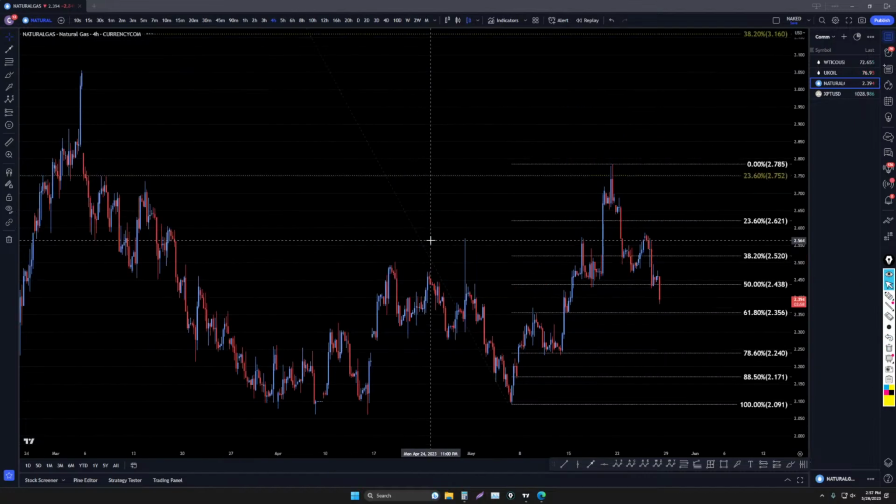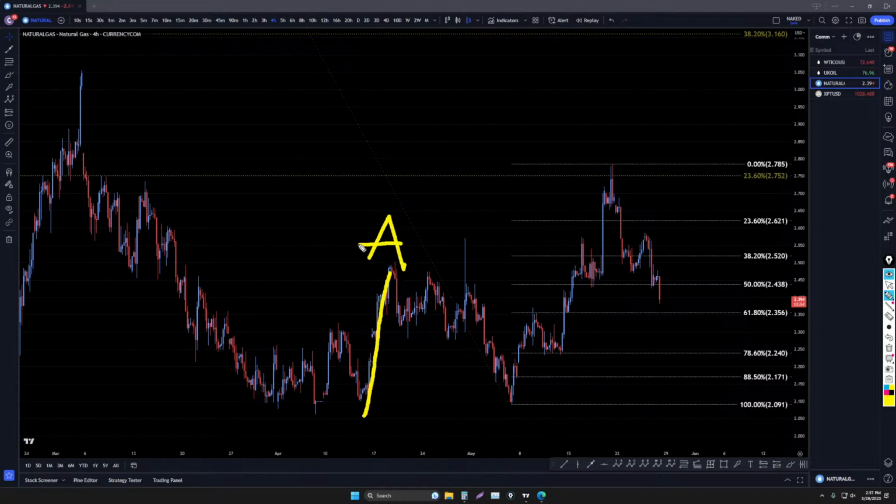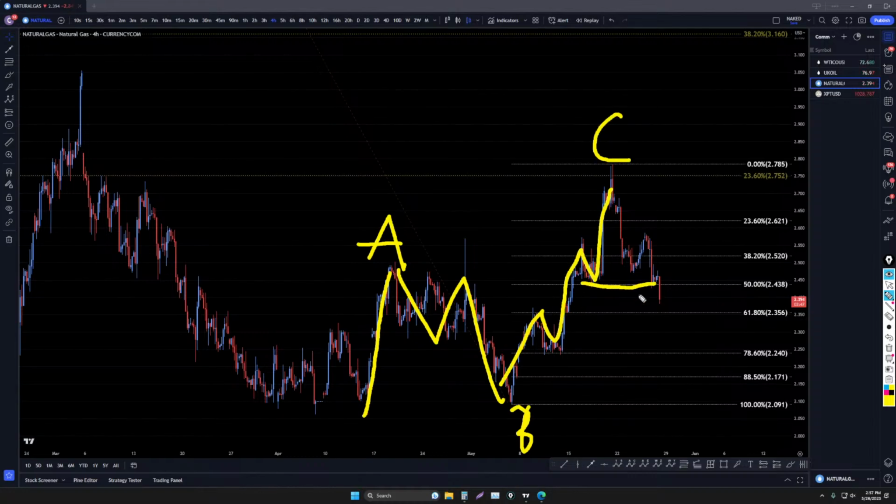So somebody else was mentioning this also, a possible alternative count. A, B, and then this is actually a C. And then the fact that we broke structure down, I think may actually confirm that this is an ABC. I was thinking that it would turn at the 50% today, and it would go up, and it would break structure and continue the uptrend. But now looking at it closer, and now looking at this shape zoomed out a little bit, it looks like an ABC. We just broke structure to the downside, which confirms that this wave is over.